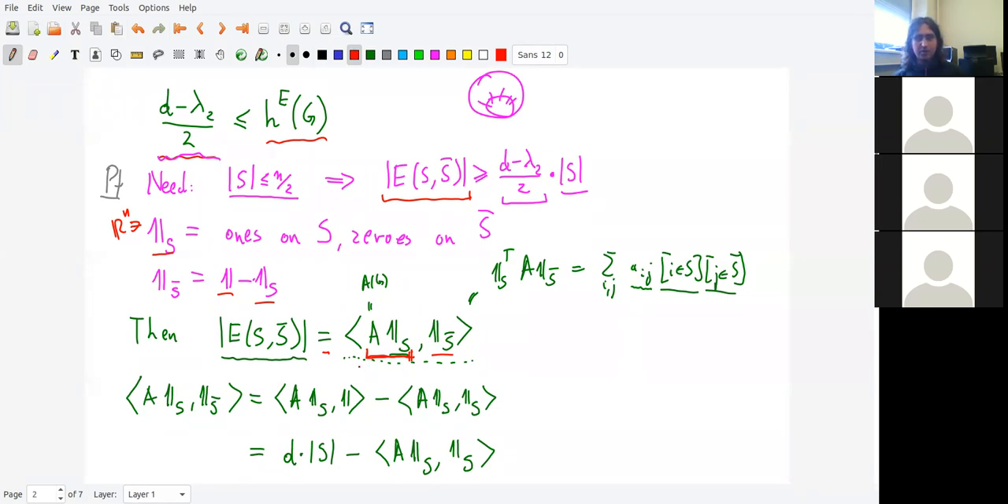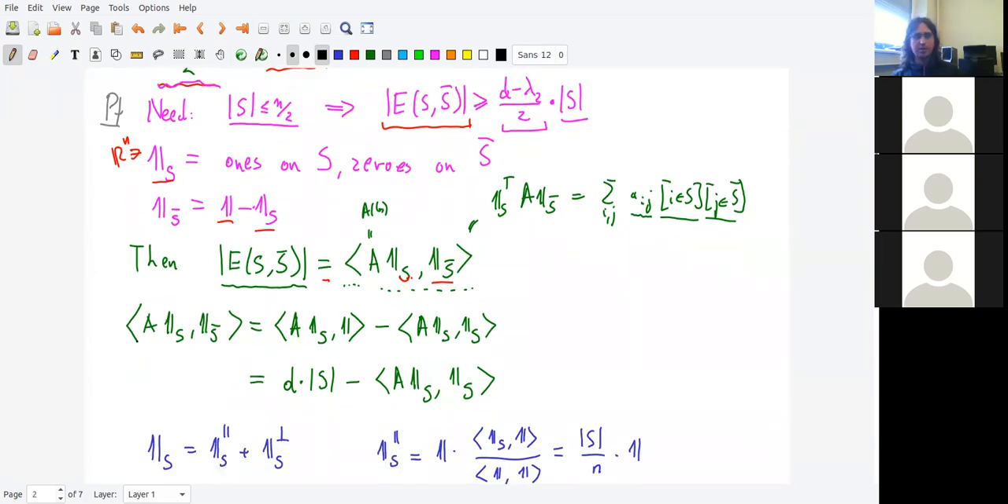Anyway, I hope that you see this equality here. So we have now understood the combinatorial notion that we are working with in terms of an algebraic notion. So let's now focus on this term, and let's try to understand it. First of all, I know that 1 on S complement is simply 1 minus 1 on S. So I can rewrite this cross product in the following way, using the bilinearity of the cross product.